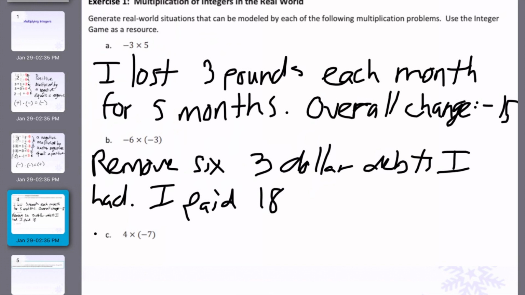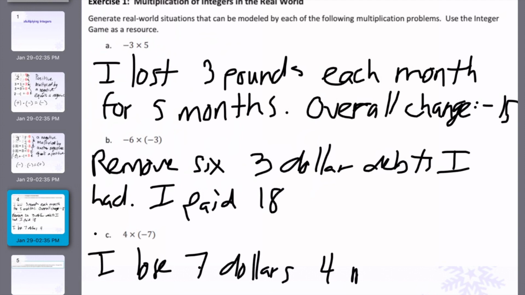And this last one, it can be thought of as if I were to lose $7 4 months in a row. And again, there are a lot of different examples that you can come up with for this kind of stuff, but these are just some real world examples we can think of. Negatives as losing or taking away, positives could be giving or gaining or other things like that. But let's take it to our lesson summary.